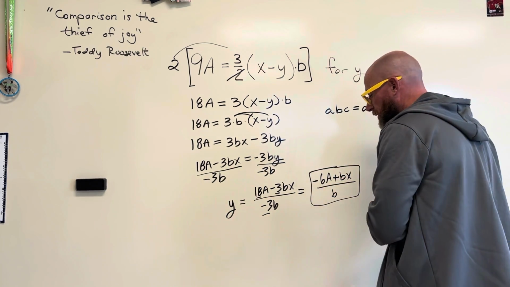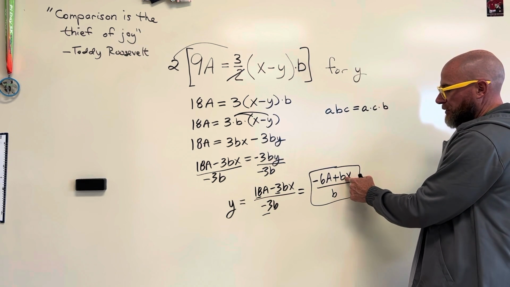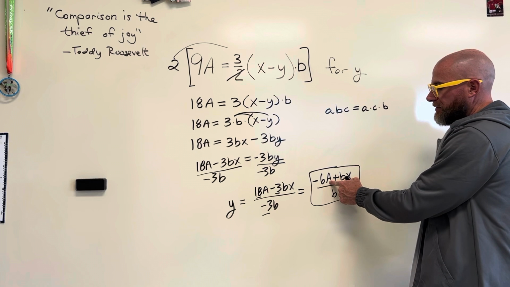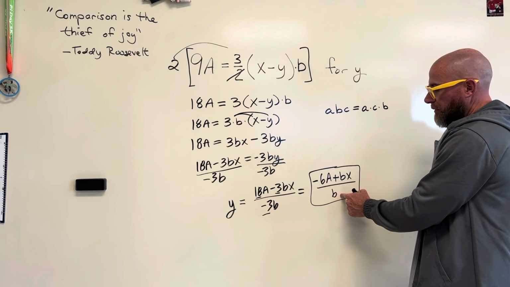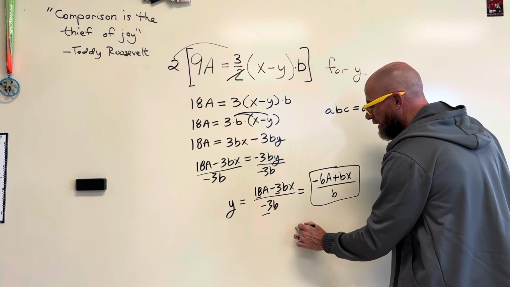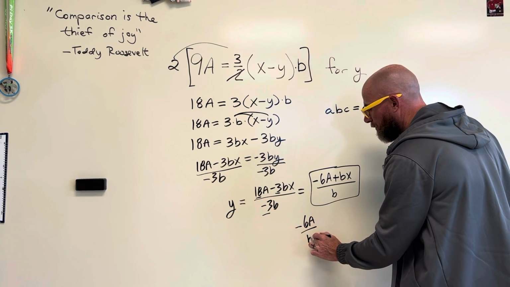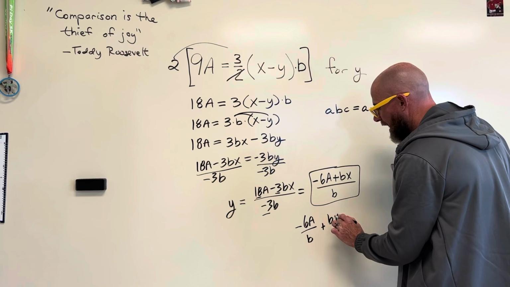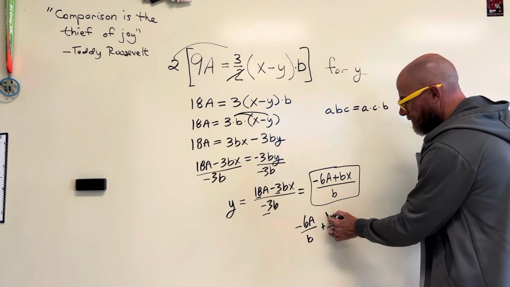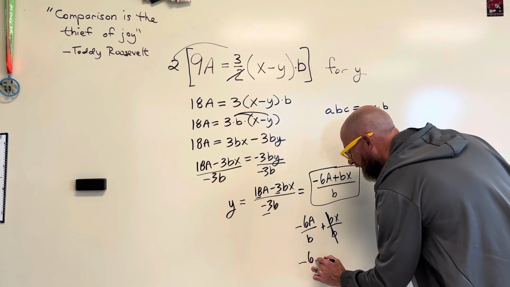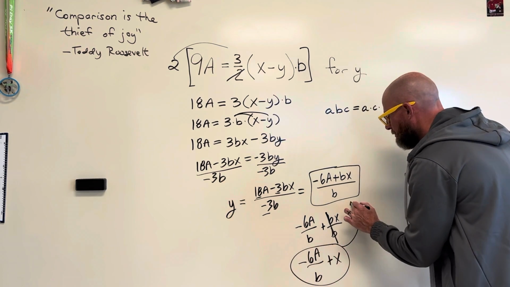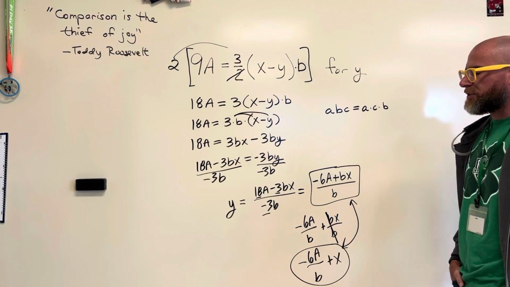To go even further, some people really want to cancel that b out, but be careful. This does not have a b in it as well in order to simplify. So if I wanted to really get rid of that b for whatever reason, I can divide each term individually, and that would look like negative 6a over b plus bx over b. Now I can cancel out the b, and I'd be left with negative 6a over b plus x. Both of these would be acceptable responses.